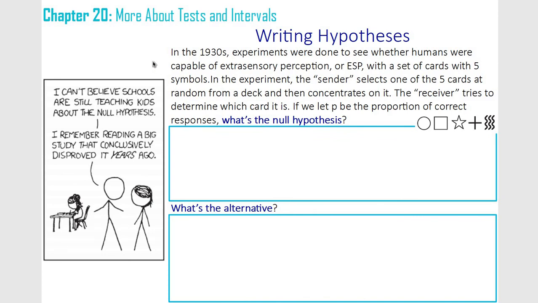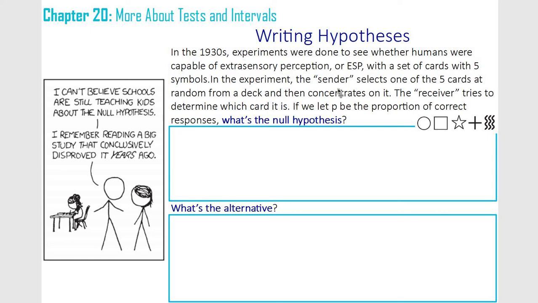In this example, in the 1930s, experiments were done to see whether humans are capable of extrasensory perception, or ESP. In this scenario, you have 5 cards, and someone holds one card, and the other person has to guess which card they've got, essentially. So how do we determine the null hypothesis and the alternative hypothesis?